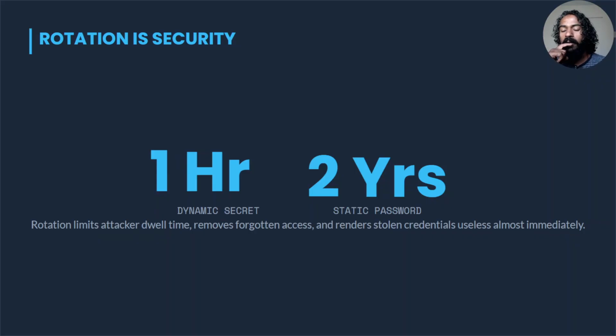Now rotation. Rotation usually limits attackers' dwell time. So even if a credential leaks, its usefulness disappears quickly because you're rotating it. Many breaches succeed because credentials remain valid long after exposure. It can be hours, days, years, anything. So security improves dramatically when expiration becomes automatic rather than manual. So that's rotation and the importance of rotation.